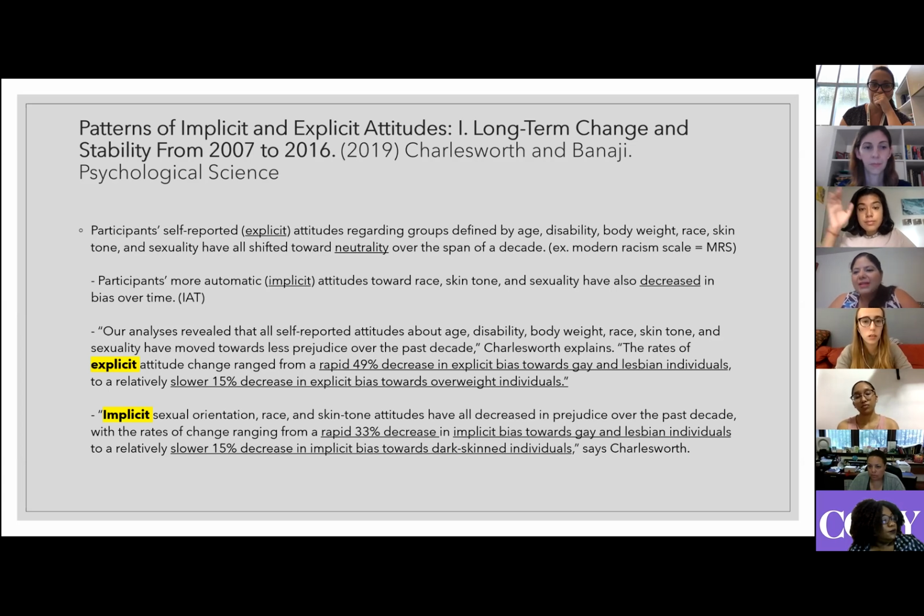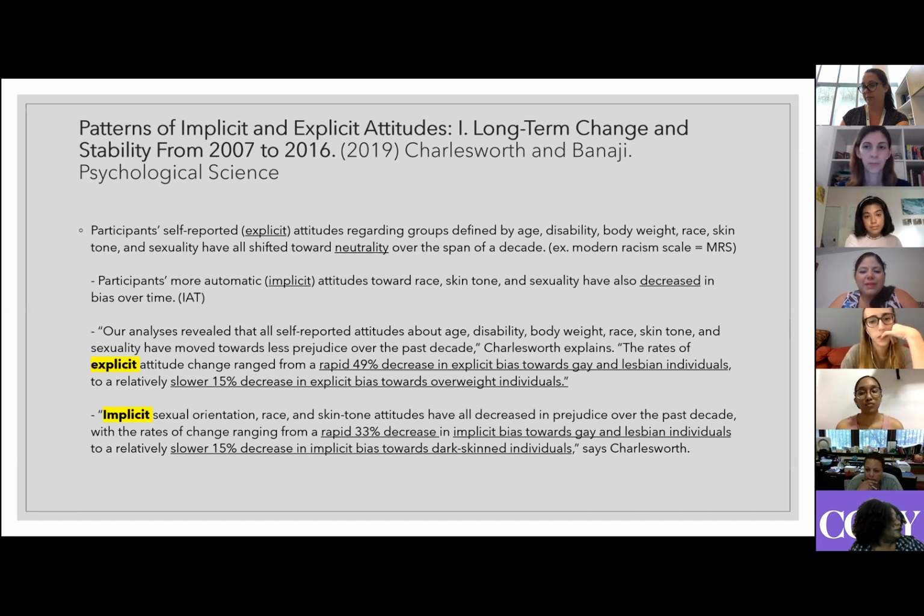If we look at an explicit bias test, which is sometimes basically just a racial attitudes test, what we've seen is that there have been changes in explicit attitudes with time. In terms of explicit biases, there's been a rapid decrease in the explicit biases we have towards gay and lesbian individuals. Some things have been a little bit slower to change, like an explicit decrease of 15% of explicit bias towards overweight individuals. So body image is also a major issue.